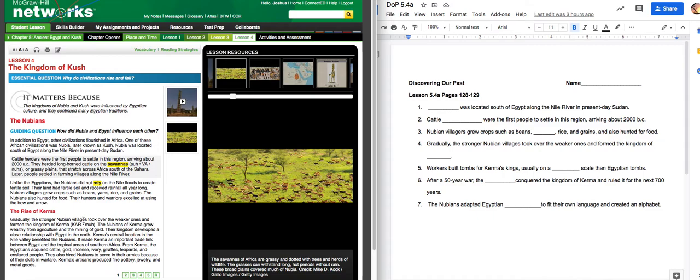Gradually, the stronger Nubian villages took over the weaker ones and formed the kingdom of Kerma. That's number 4. The Nubians of Kerma grew wealthy from agriculture and from mining of gold. Their kingdom developed a close relationship with Egypt in the north. Kerma's central location in the Nile Valley benefited the Nubians. It made Kerma an important trade link between Egypt and the tropical areas of southern Africa. From Kerma, the Egyptians acquired cattle, gold, incense, ivory, giraffes, leopards, and enslaved people. They also hired Nubians to serve in their armies because of their skills in warfare. Kerma's artisans produced fine pottery, jewelry, and metal goods.